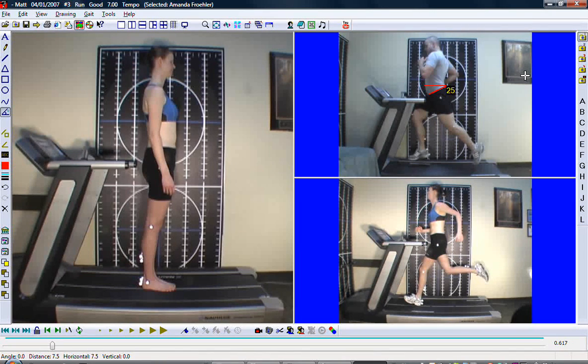Anything over 20 degrees with 2D analysis would be considered extremely excessive. And as a result, you'll see that he has quite an excessive low back curve as that pelvis dips forward.